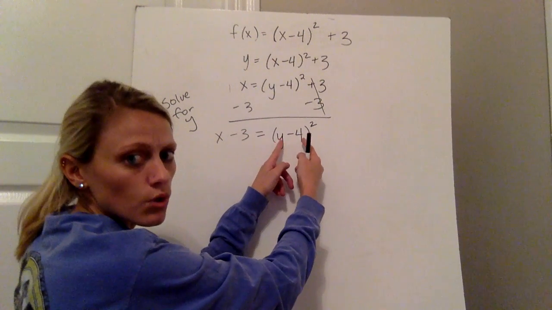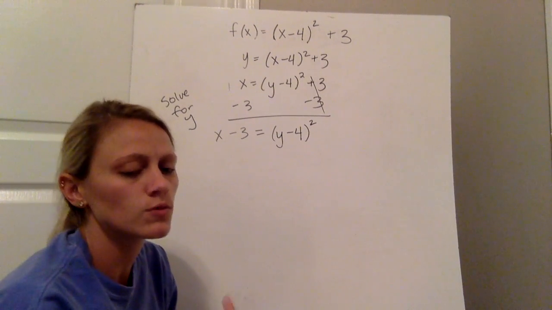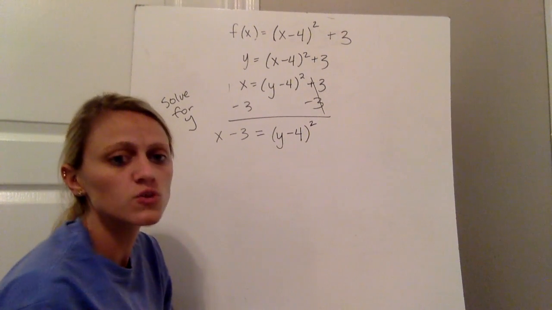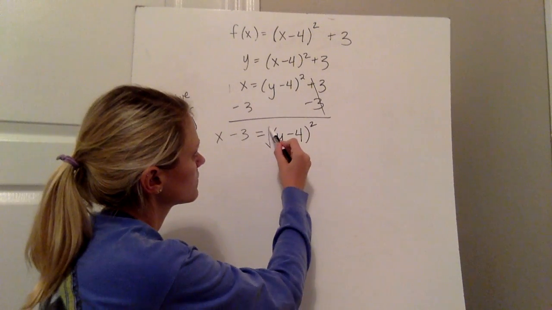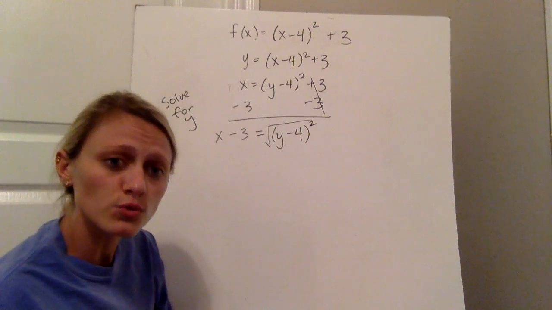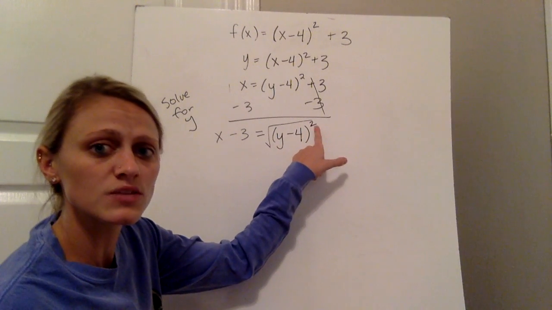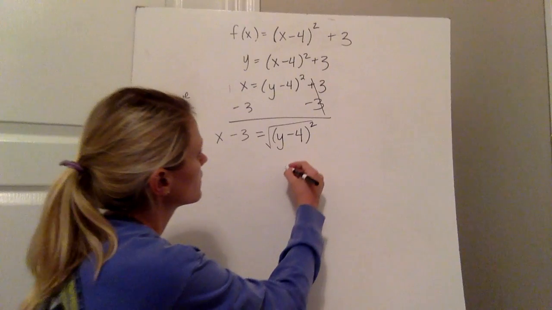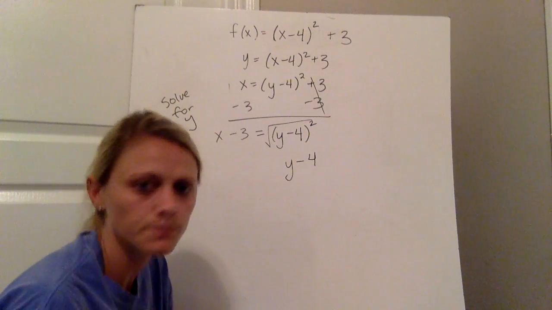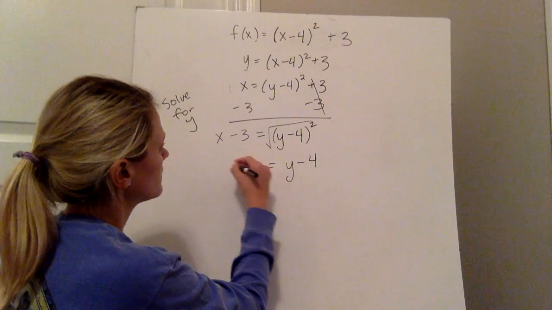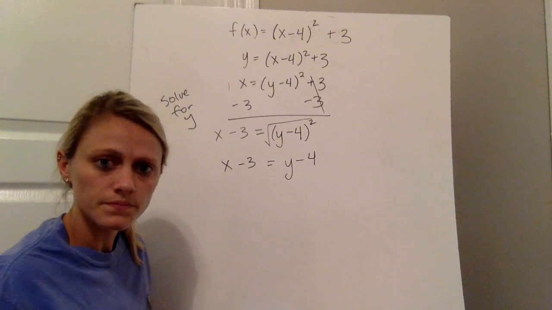So now we're still working our way in, so we need to get rid of that squared. And we saw in the last example, to get rid of a squared, you just find the square root of something. So the square root of y minus 4. Once you find the square root of something, it gets rid of this square. So we're just left with y minus 4. Then on this side, obviously, x minus 3, right?